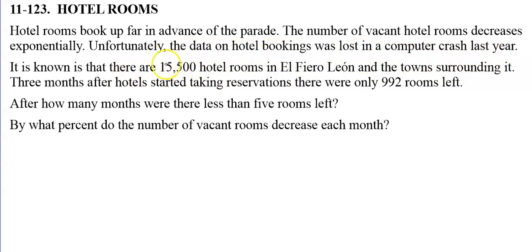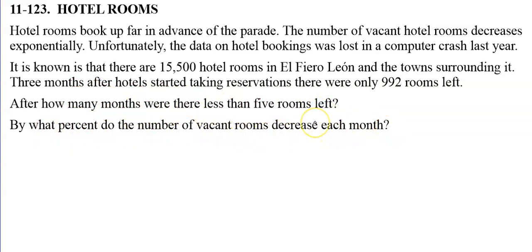So it's known that there are 15,500 hotel rooms in El Frio Leon and the towns surrounding it. So that is the total number of rooms. 3 months after the hotels start taking reservations, there's only 992 rooms left. How many months were there less than 5 rooms left? So by what percent did the number of vacant rooms decrease each month?